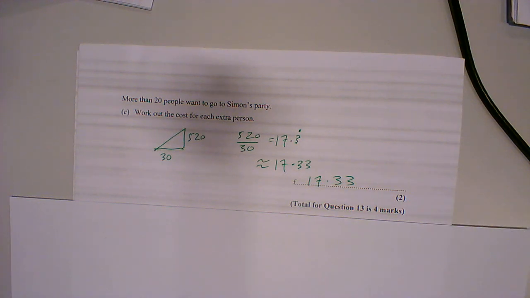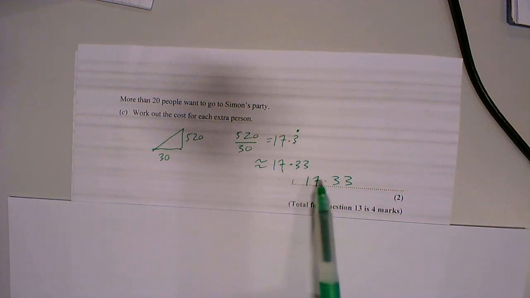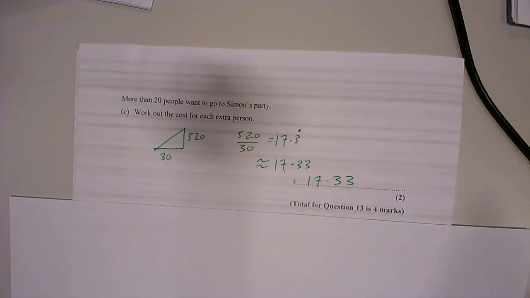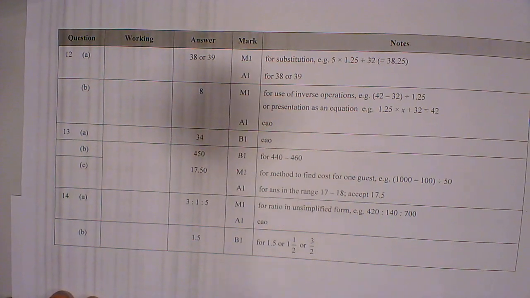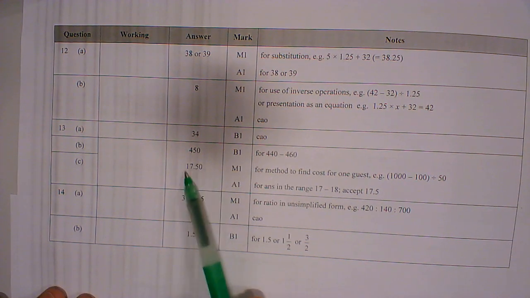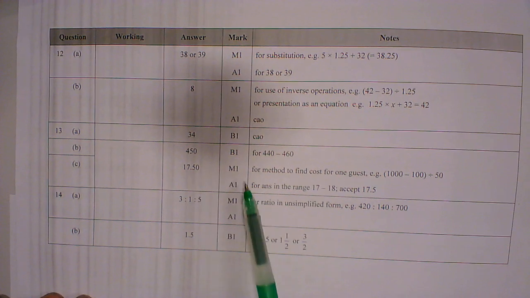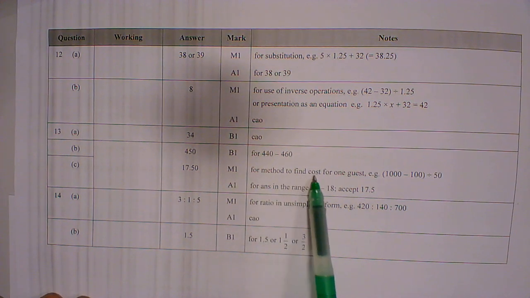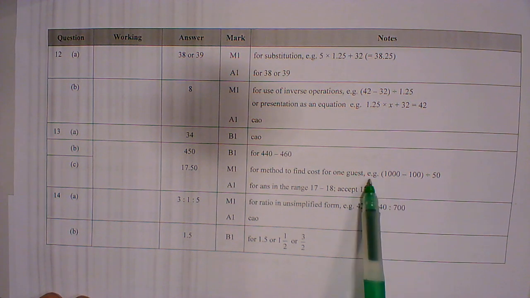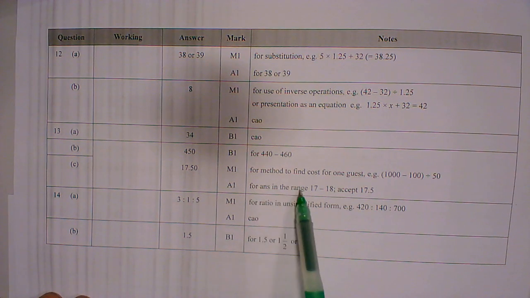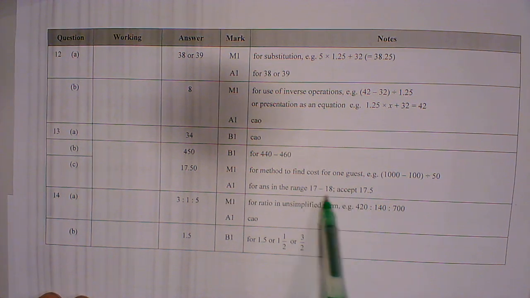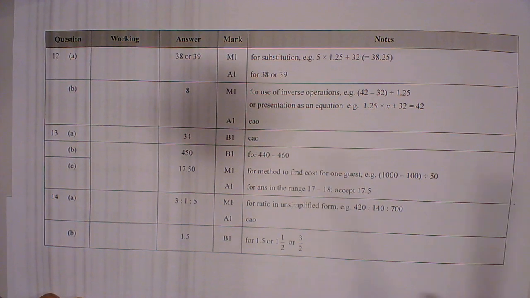Now you can see, because of the triangle, there is going to be a margin of error. So if I get the mark scheme out, this is question 13, question 13C, 17.5. So I'm actually below that. But let's look at the guidance. 1 mark for method to find the cost for one guest. So they've used the other numbers, or for an answer in the range 17 to 18 except 17.5. So you can have any answer between that. That is correct. Is that clear?